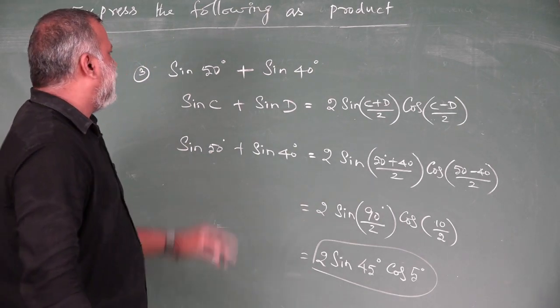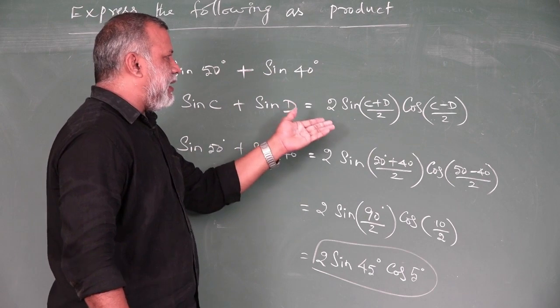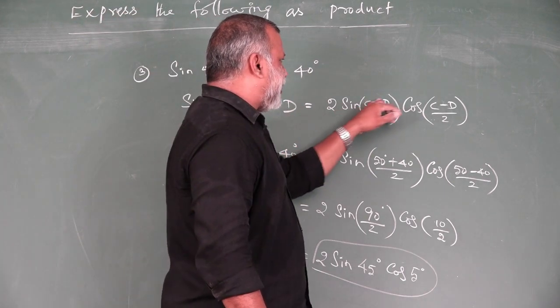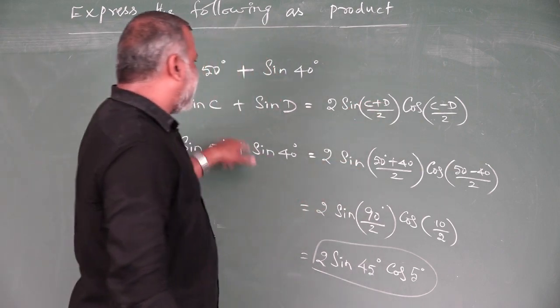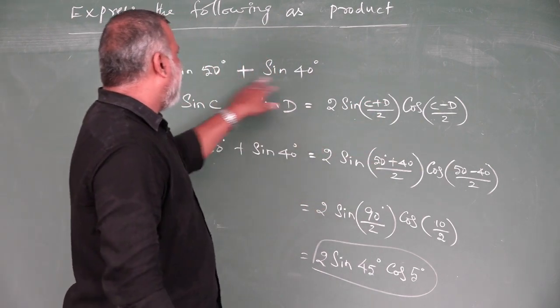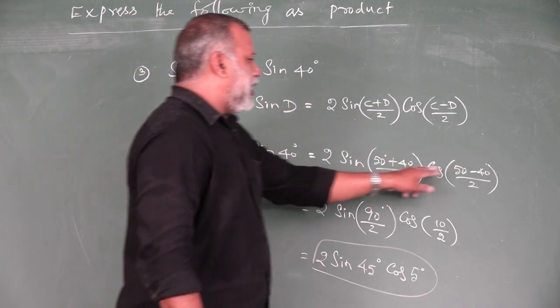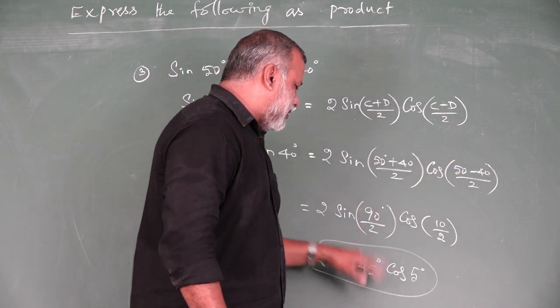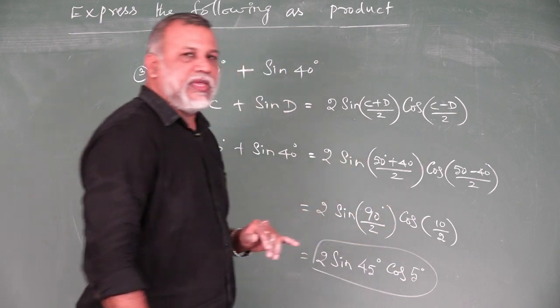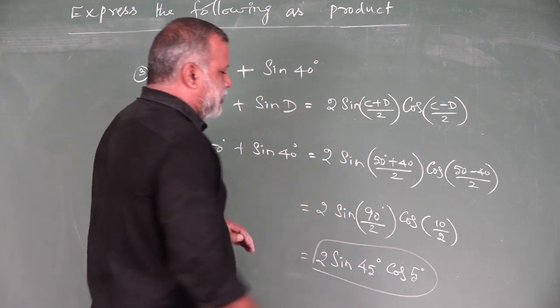Again listen here. Sin C plus sin D can be written as 2 sin((C plus D) by 2) cos((C minus D) by 2). When we add these two, 50 plus 40, we get 90 by 2. Here 50 minus 40 gives 10 by 2. Then 90 by 2 means 45, then cos 5.